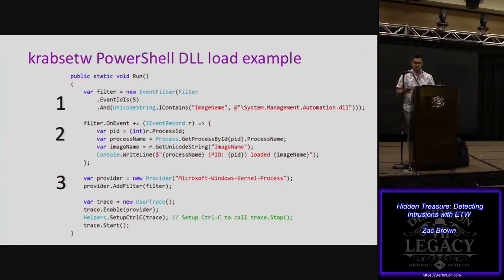Number 3, same as our previous example. Except this time we will be listening to Microsoft Windows kernel process. That's another user mode provider, despite the fact that it says kernel. Then we're going to set up our trace again. Set up the provider on the trace, enable Control-C for stopping the trace, and then call trace.start.